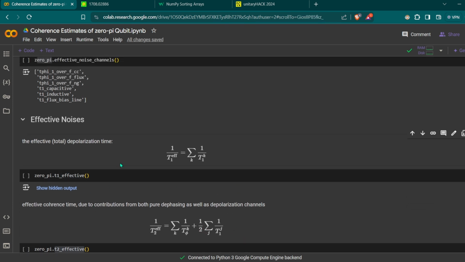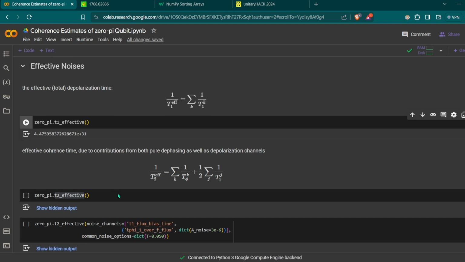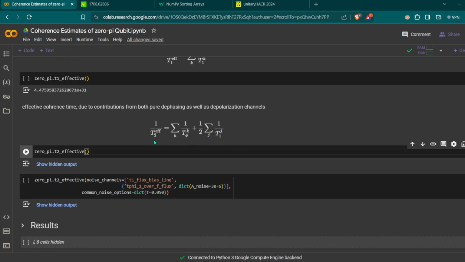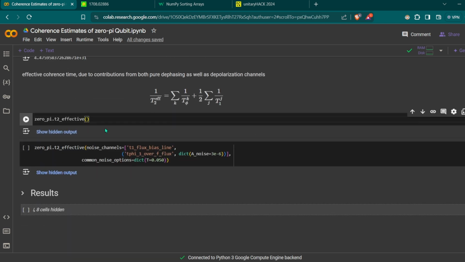Now if we run this for T1 effective, we get to see the total depolarization time, and the result is as such. Similarly, you can also use this gated method here to get it in nanoseconds or seconds. And this is the T2 effective. If we run this method, we get this value, which is the combined effect of the pure dephasing as well as the depolarization channels.